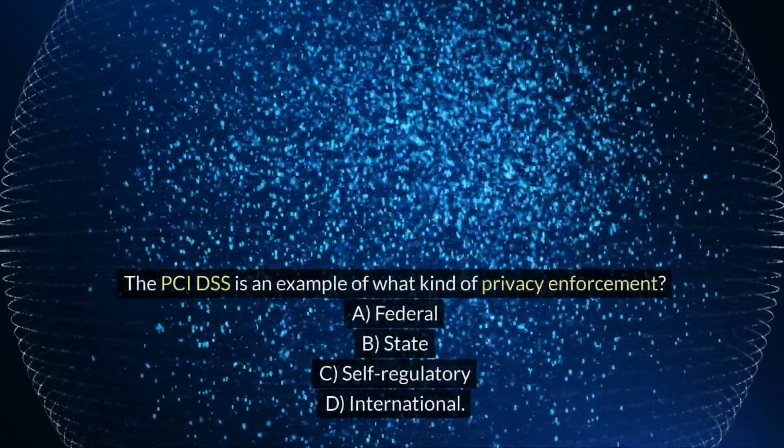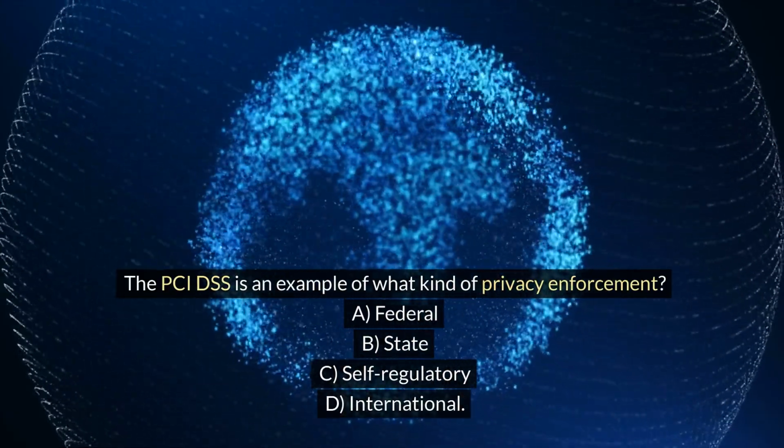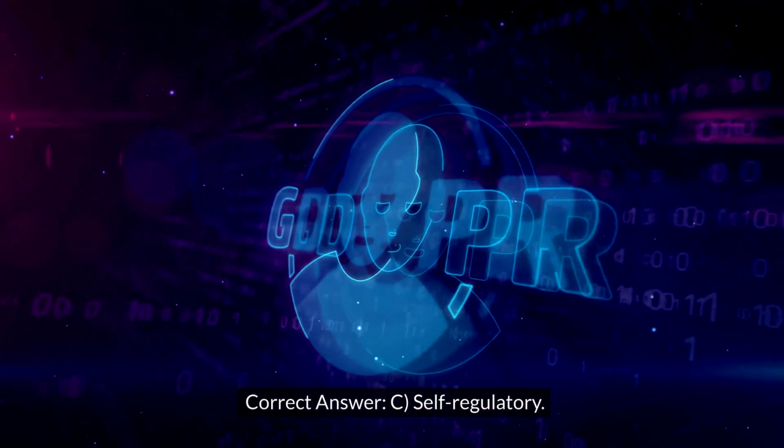The PCI DSS is an example of what kind of privacy enforcement? A. Federal. B. State. C. Self-regulatory. D. International. Correct answer: C. Self-regulatory.